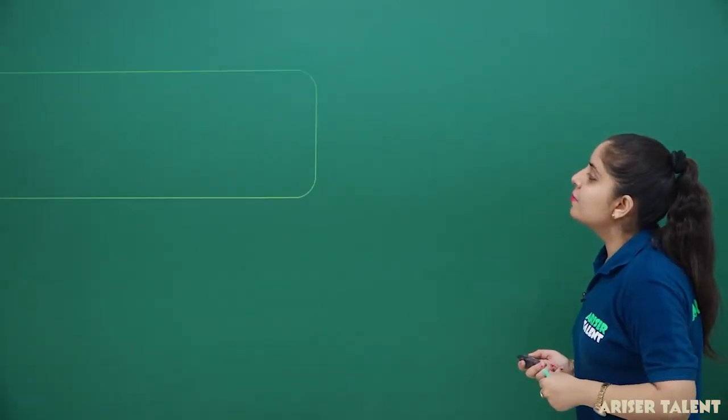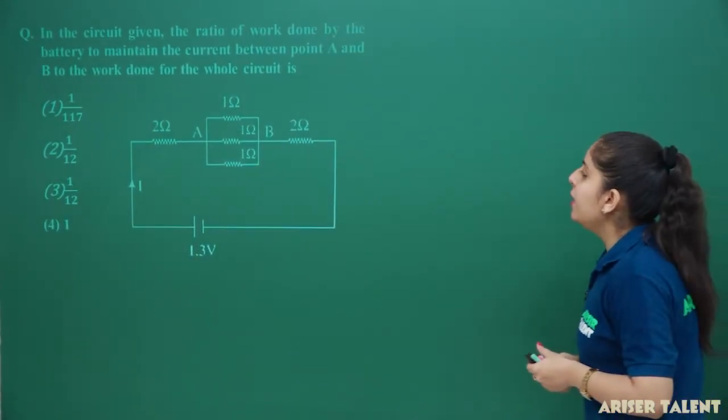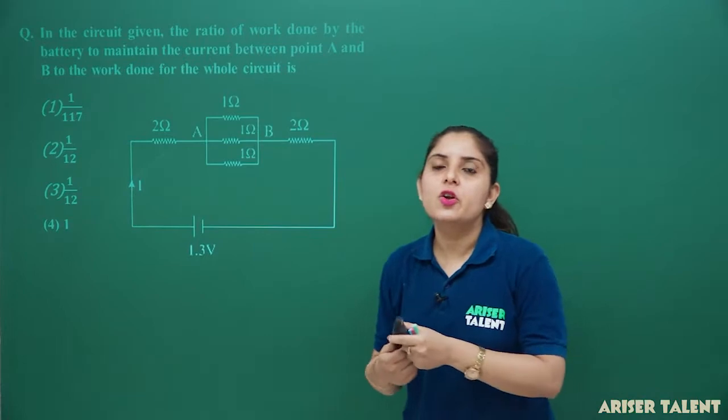In our previous lecture, we discussed some of the NTSE questions from your chapter, that is electricity. Now we are proceeding to the questions from stage 2 of the NTSE and other Olympiad exams. So let's begin with the questions here. The first question in the sequence we have is this. Again, we are provided with a combination of resistances.